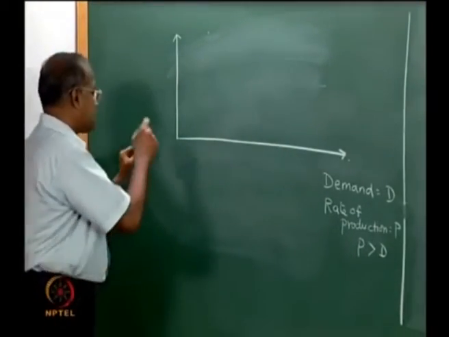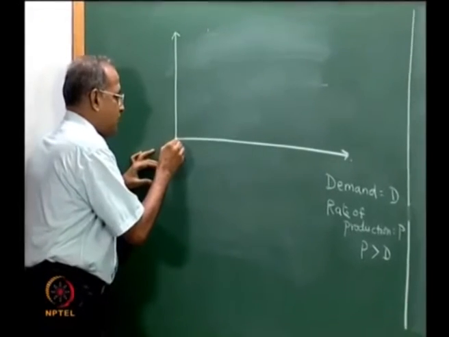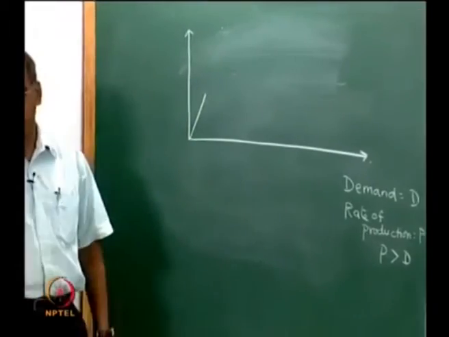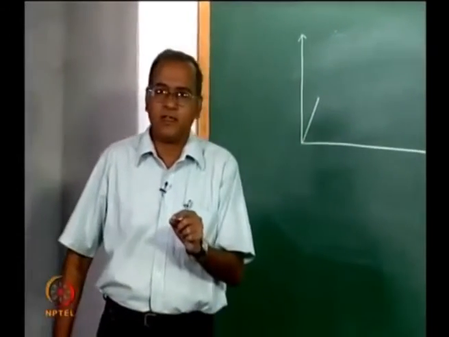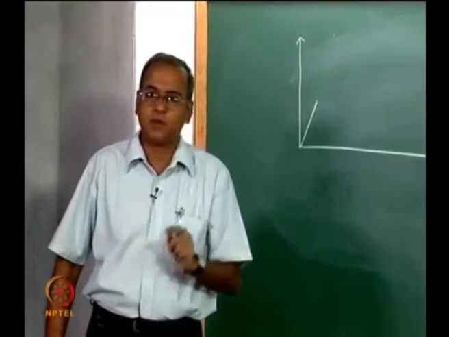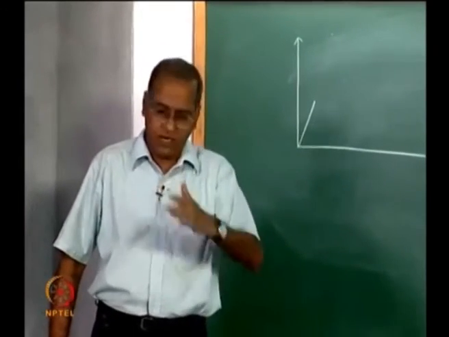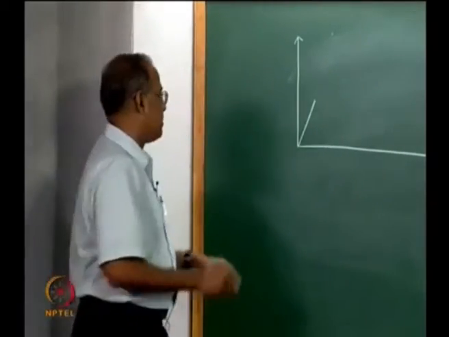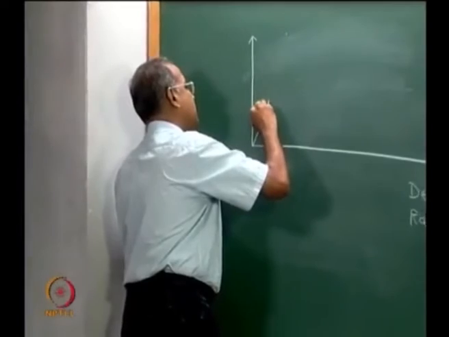So let us assume we start producing this item. So we produce this item, and as we produce we consume this item. Therefore the inventory is going to increase at the rate of P minus D, because we produce at the rate of P, and while producing we consume at D. So the inventory buildup is going to be at the rate of P minus D.